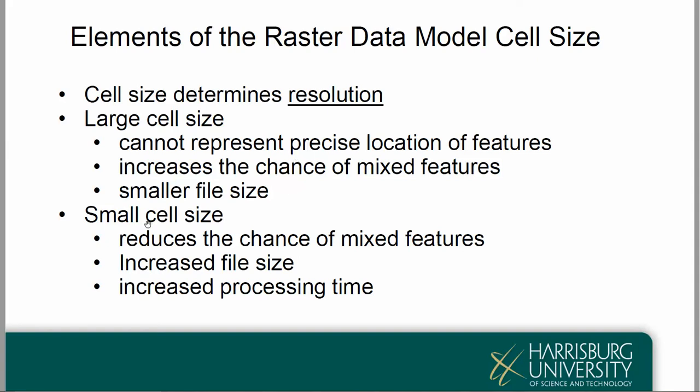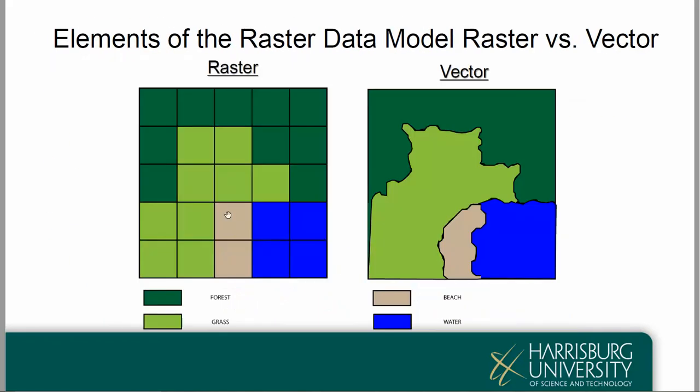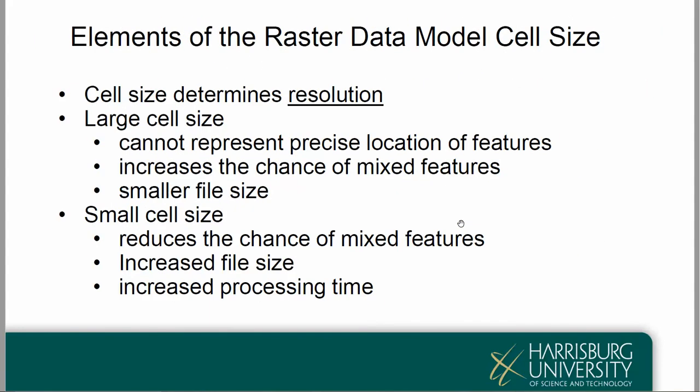So again, small cell size reduces the chance of mixed features. So if we go back to this picture here, if these were 10 by 10 meter grids and I took it down to 6 inches by 6 inches, I would have a pretty good representation of that boundary. I wouldn't have a perfect discrete line, but I'd have it within 6 inches. And so I'd have a much better chance of capturing all that detail. Of course, the file size goes up when you do that, and processing time increases dramatically.